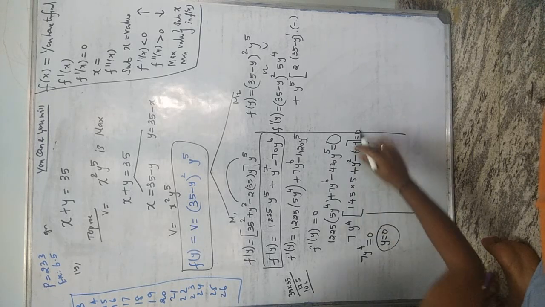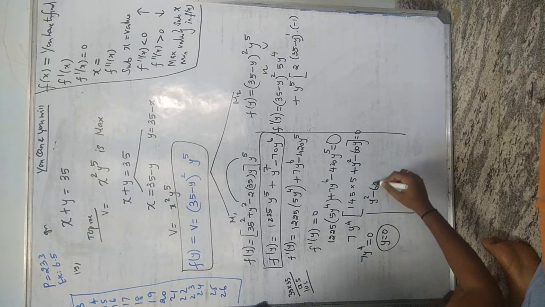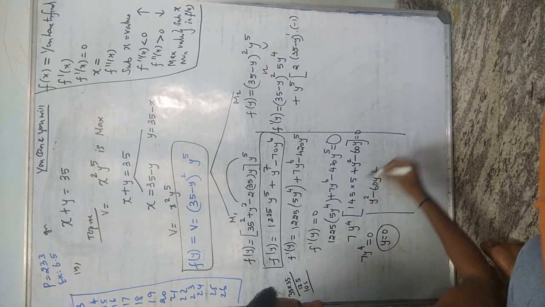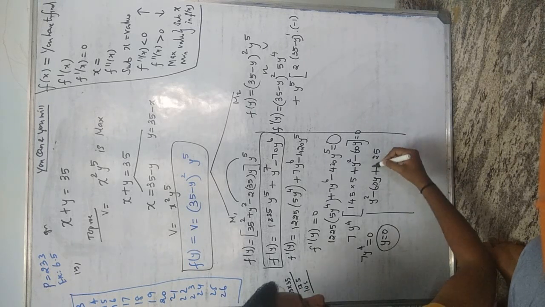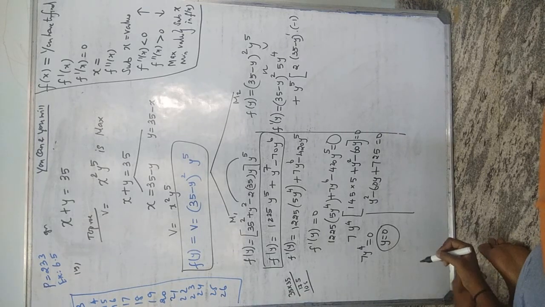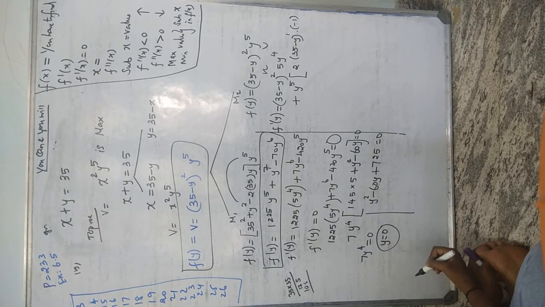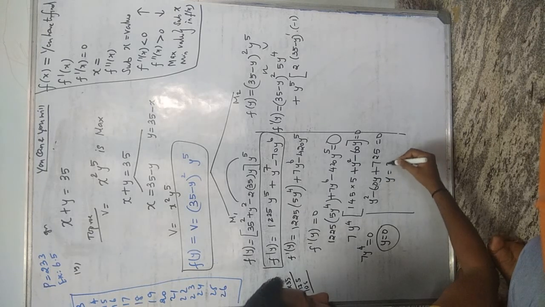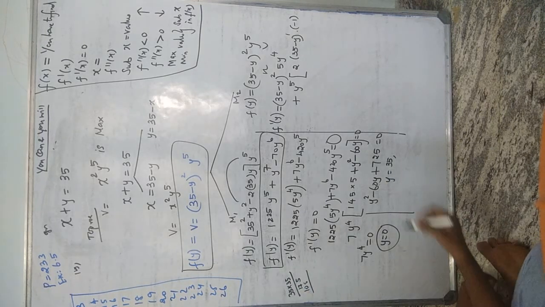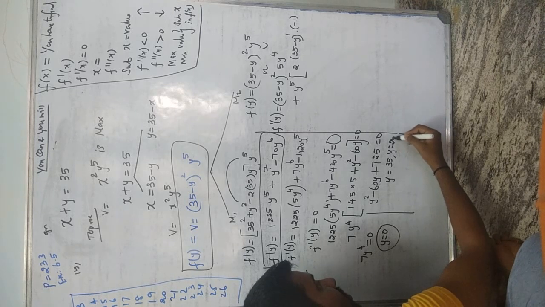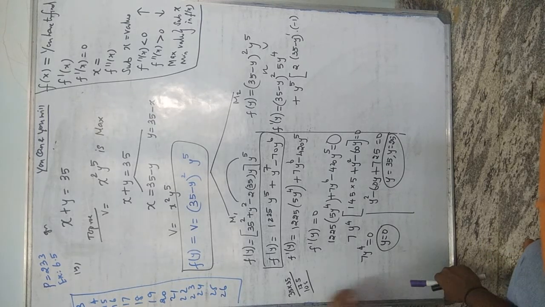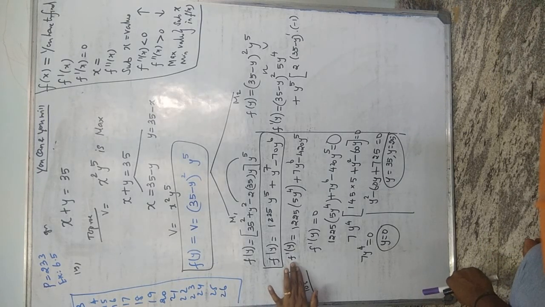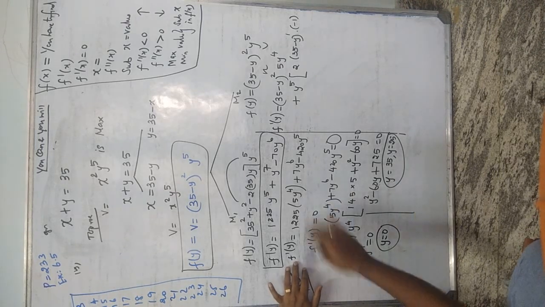And this one is a quadratic: y square minus 60y plus 525 equal to 0. If you factorize, you will get 35, 25. So y equal to 35 and y equal to 25. So I got 3 critical points. What is the next step? You have to differentiate double time. Where is f dash of y? Here. F dash of y, differentiate double time. Substitute the critical points.